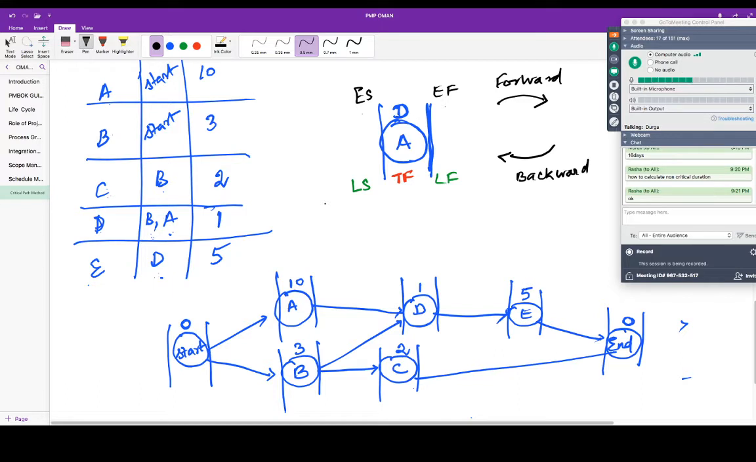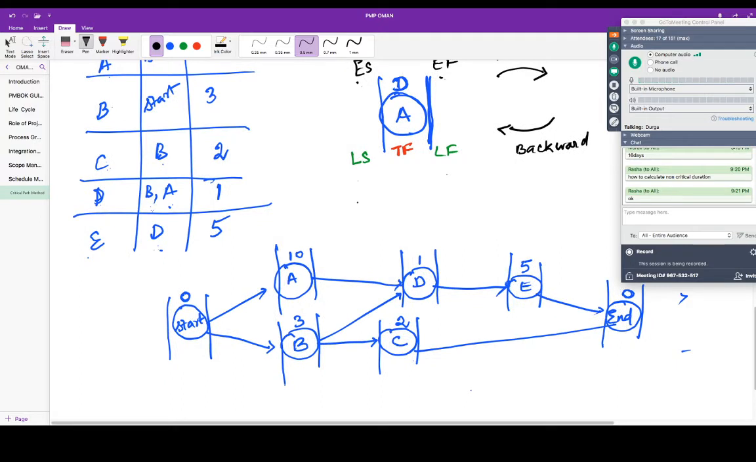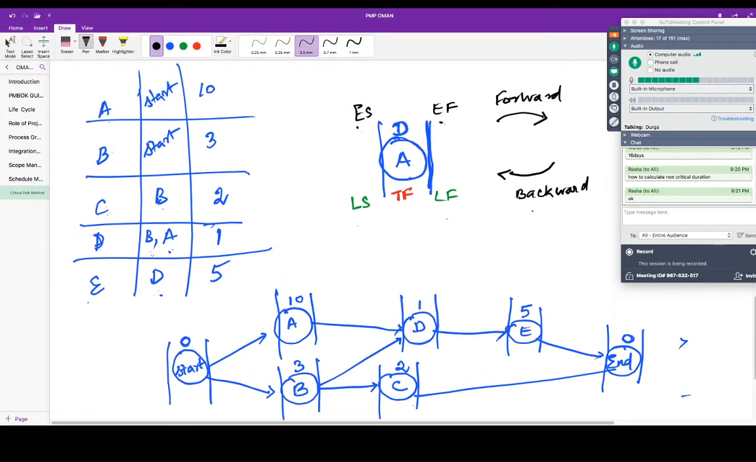You'll find the early start and early finish on a forward pass, and you're going to come backward and find the late finish, late start. While going forward, you'll find early start first and then the early finish. While coming backward, you'll find the late finish first, and then the late start. Once we find it out, then we are going to find the total float. So what is total float?